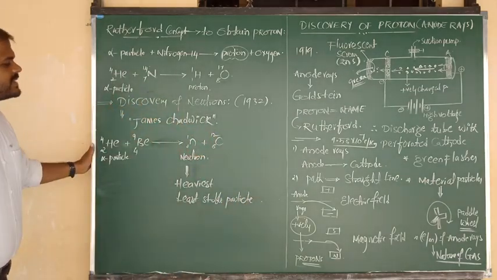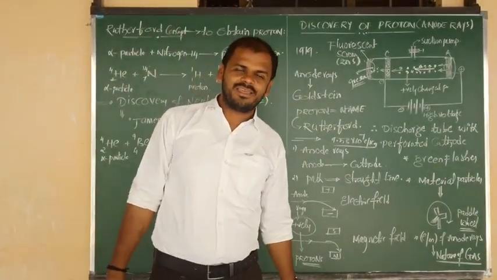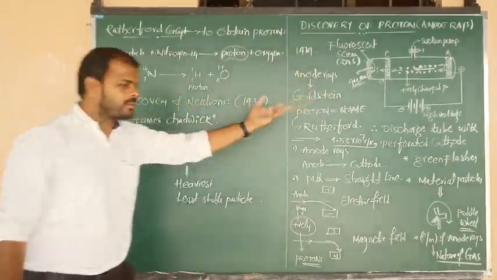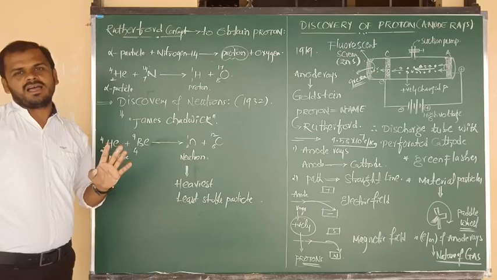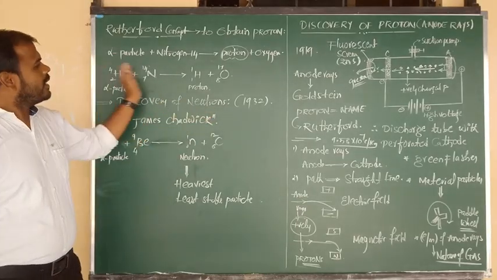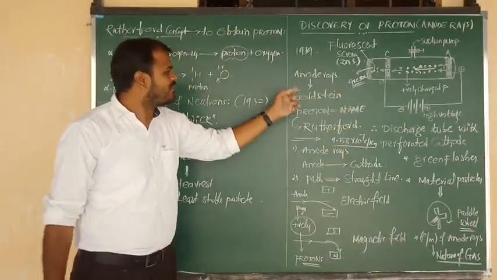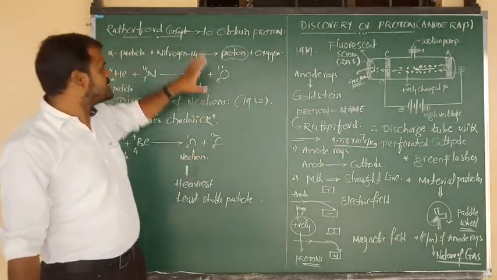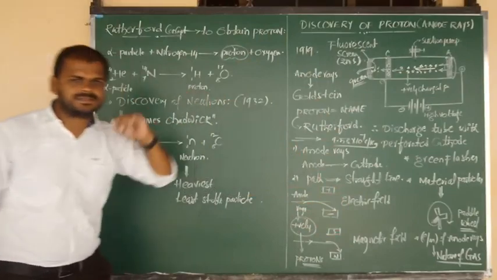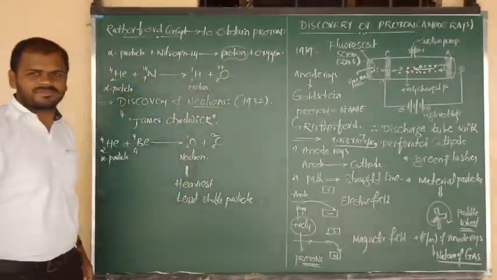Enough. So this is the story about the discovery of subatomic particles. In the last class we saw the electron, and now we have seen the proton and neutrons. For proton we have the reaction form that was given by Rutherford, and the discharge tube experiment form that was given by Goldstein. This is only for the objective point of view, and as per NCERT this is your syllabus. The discovery of neutron is also as per NCERT syllabus.